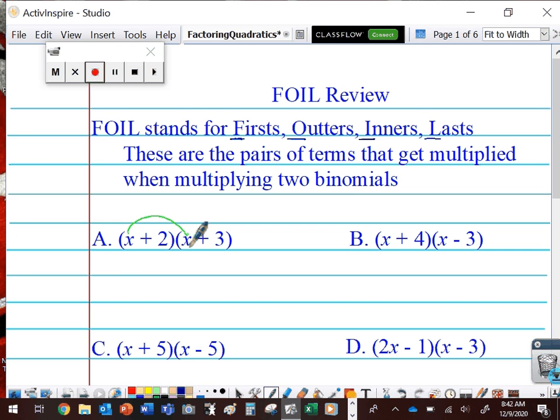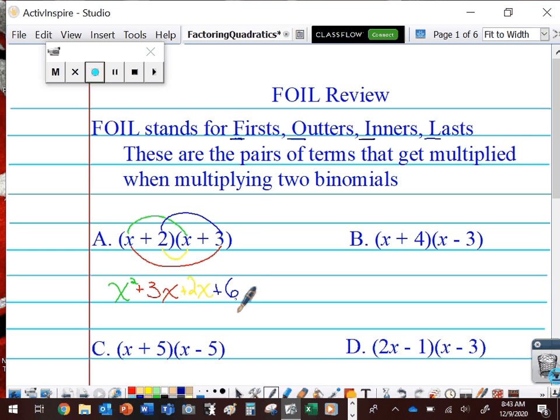So x times x gives me x squared. Then my outers, I would do x times 3, and that's going to give me 3x. So I've got x squared plus 3x. And then I want to multiply the inners. Okay, so those are the two on the inside. So that's 2 times x, which is 2x. And then finally, we want to do the last. Okay, and that's the last term in each quantity. 2 times 3 gives me 6.